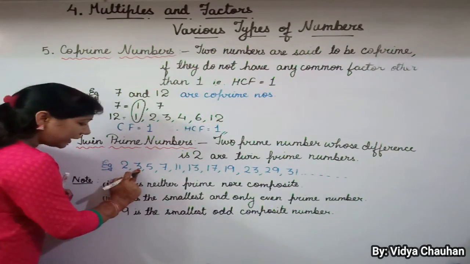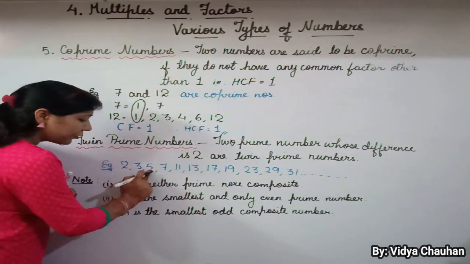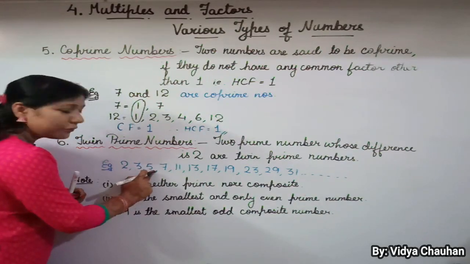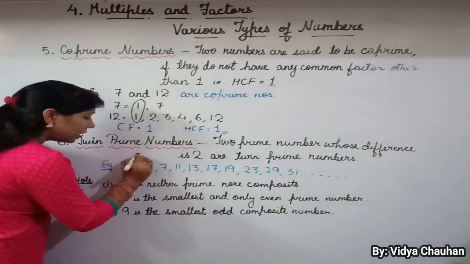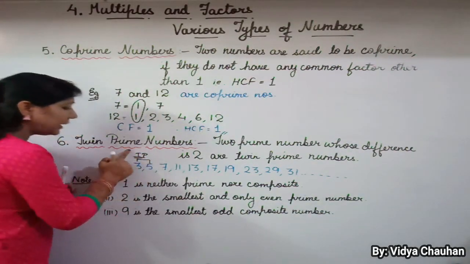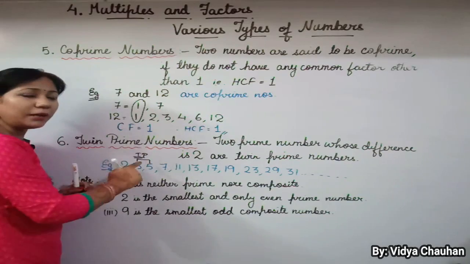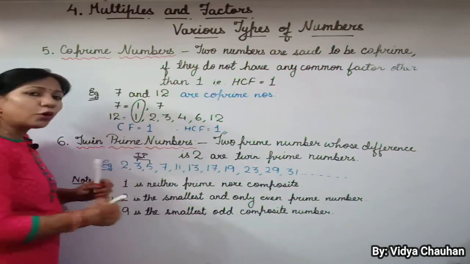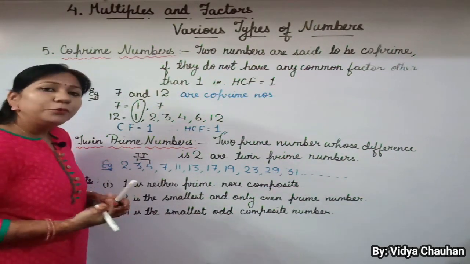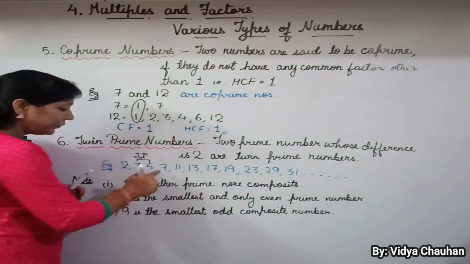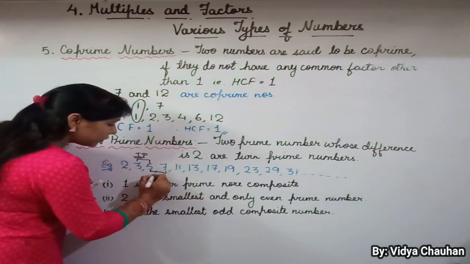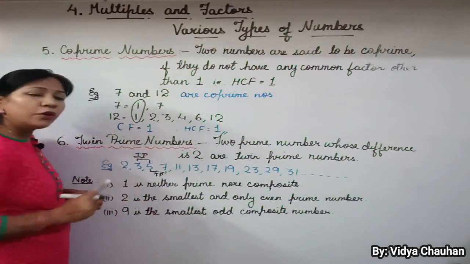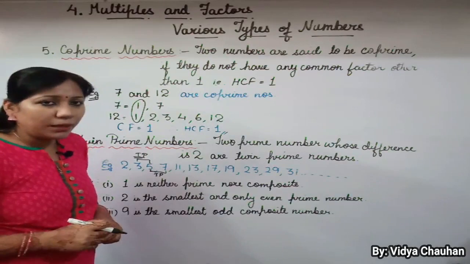Let's find out for the next one, 3 and 5. What is the difference between 3 and 5? 5 minus 3, that means 2. So yes, these two are called twin prime numbers. I am writing in short TP, meaning twin prime. So 3 and 5 are also known as twin prime numbers. Then 5 and 7, yes, the difference between these two is also the same, so these two numbers are also twin prime numbers.